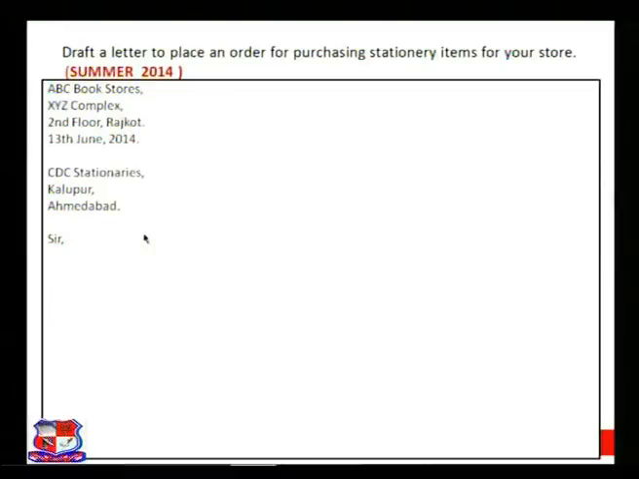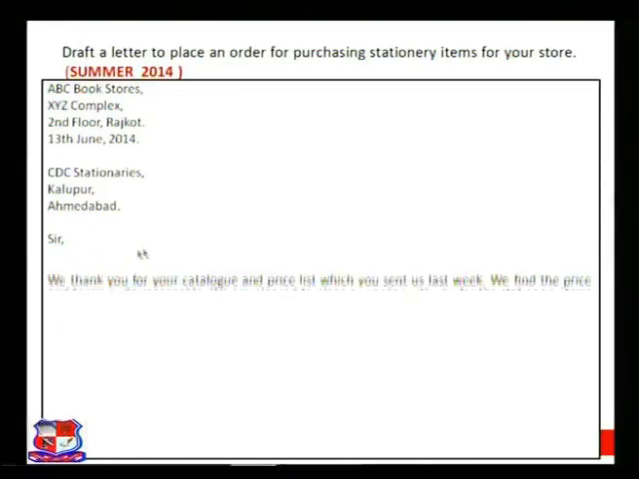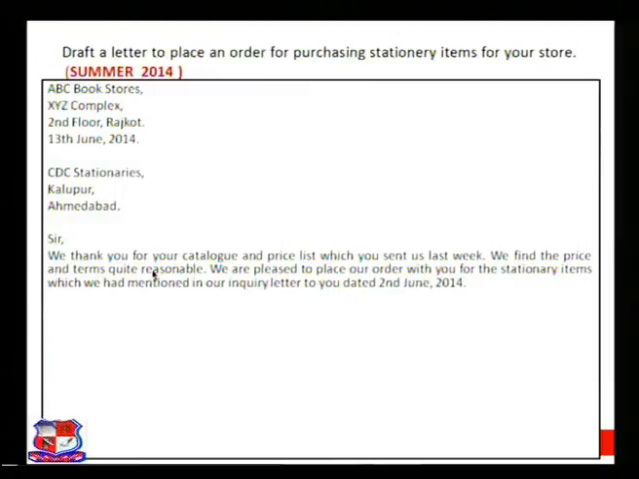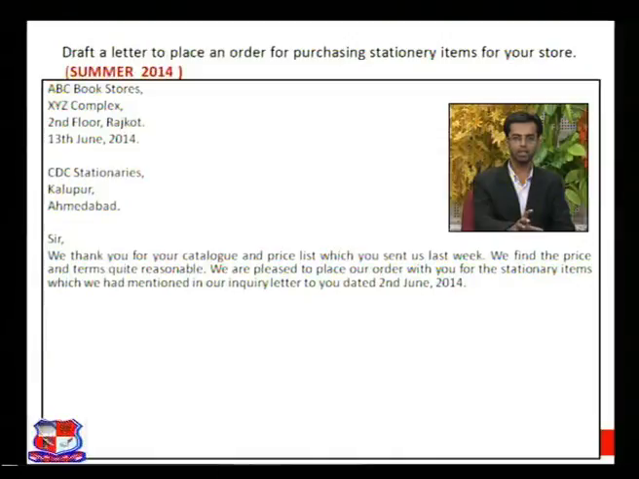Then will come the salutation. Salutation will start with Sir, we thank you for your catalog and price list. Please remember that in order letters certain lines should come. When you are placing an order, it means that you are satisfied with the price list and the catalog. If you have decided that you will purchase the goods, then only you will write the order letter. Correct? Without being satisfied with the price list and catalog, you will not write the order letter.